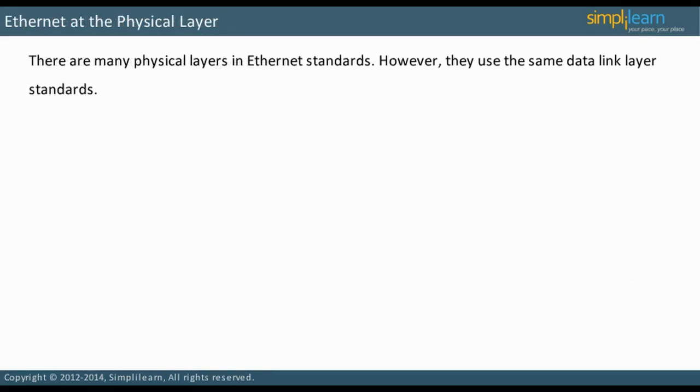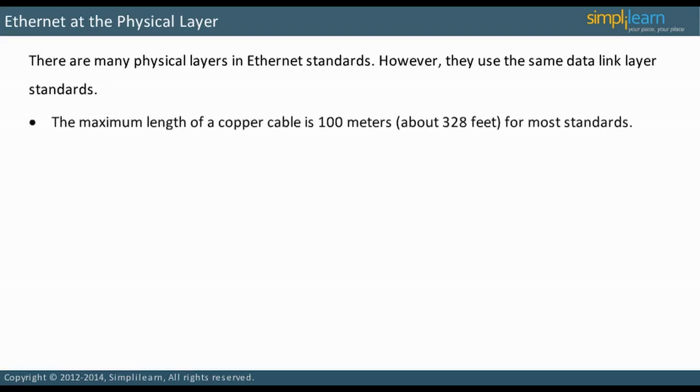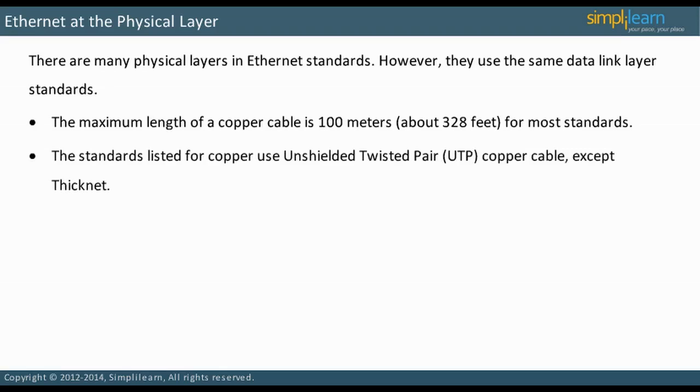There are many physical layers in Ethernet standards. However, they use the same data link layer standards. The maximum length of a copper cable is 100 meters, about 328 feet for most standards. The standards listed for copper use unshielded twisted pair (UTP) copper cable, except for ThickNet.